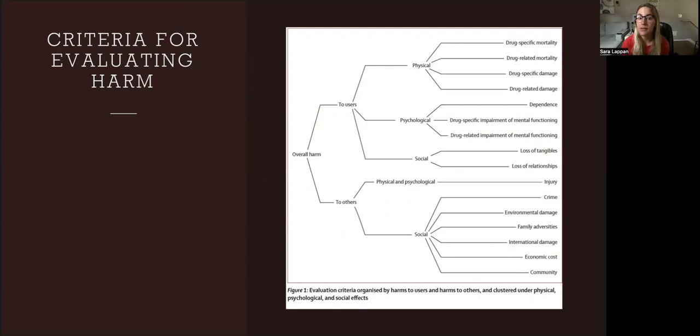So in Nutt and colleagues' study, they evaluated the harm of several substances and organized it in a way that had categories about harm to others and harm to self. In this evaluation, you can see here they had overall harm, and then they had different criteria for users, to the self, or to others. I just wanted to show you the tree of this, and I'll get more into the details of this in just a second.